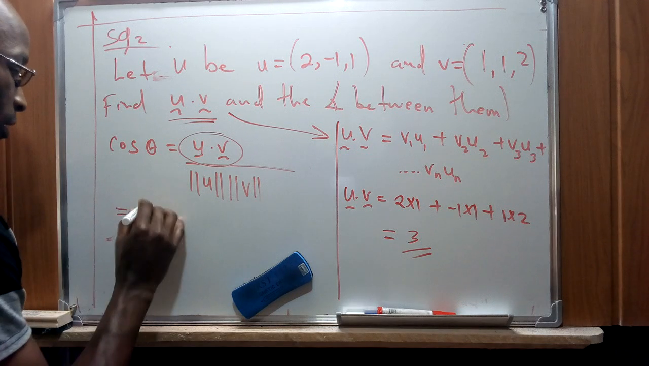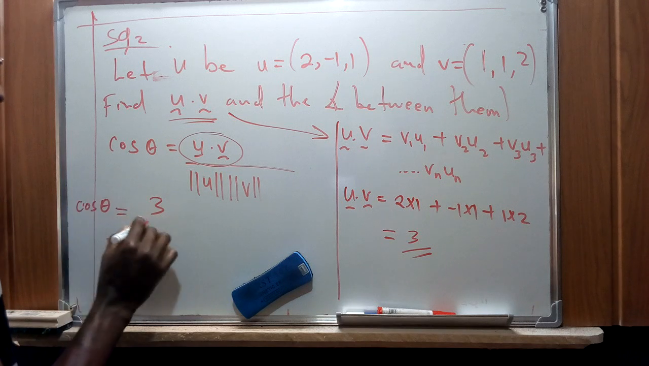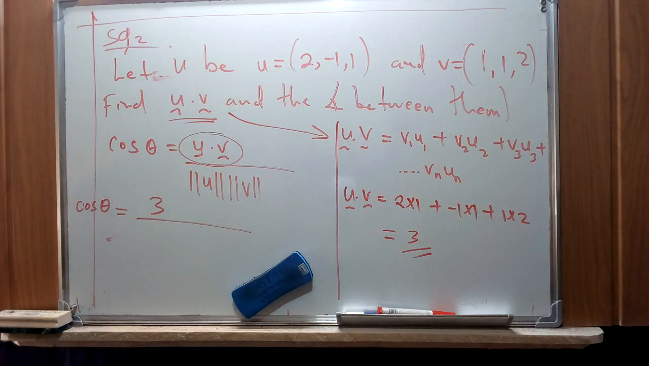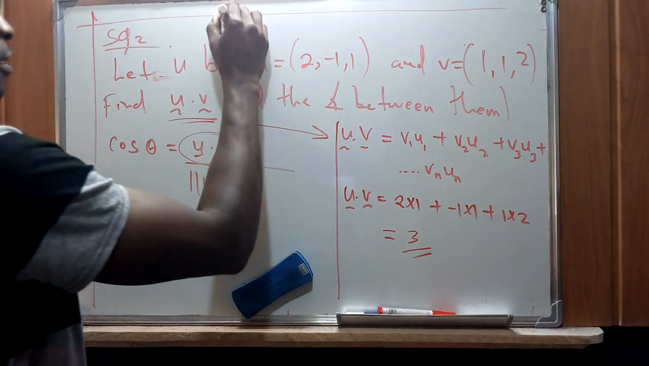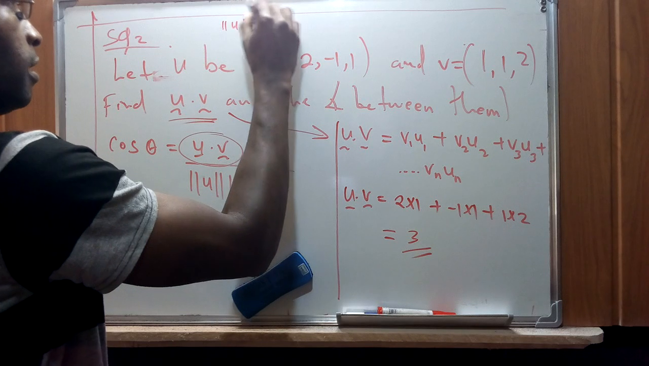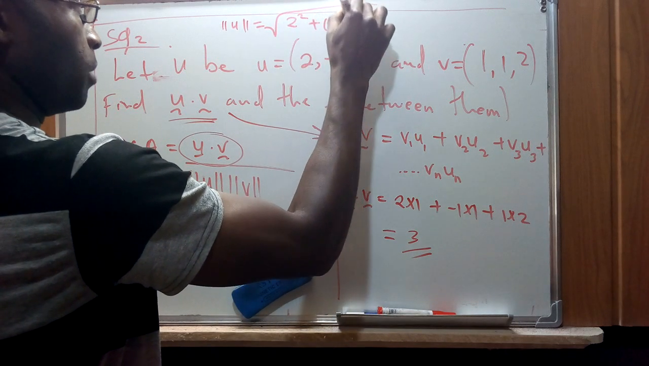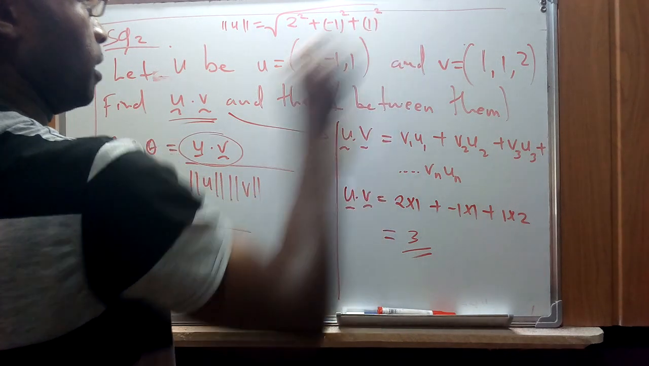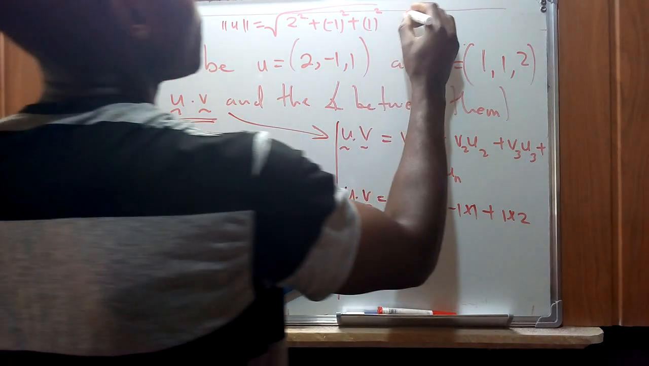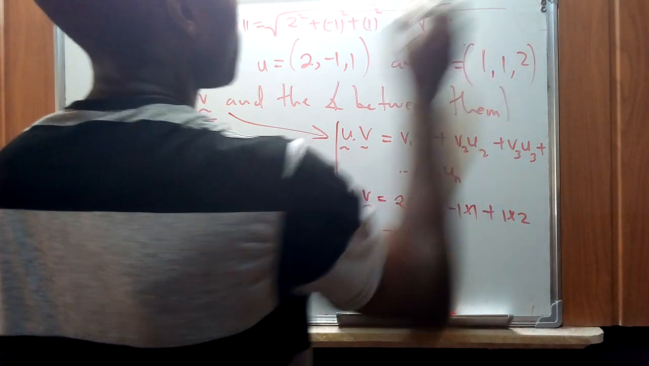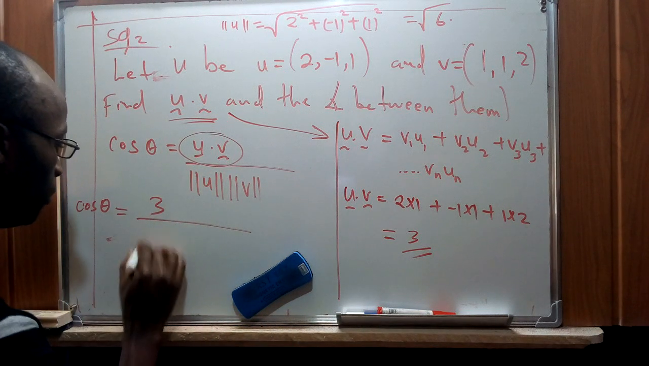So it's going to be 3, given that this is the numerator of the cosine of theta, divided by the norm of u. We're just going to use the normal formula that we have discussed. The norm of u equals the root of 2 squared plus -1 squared plus 1 squared, which is going to give us the root of 6.